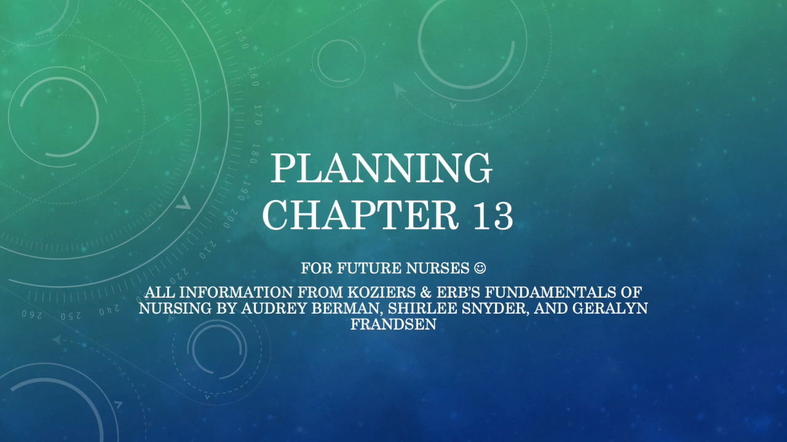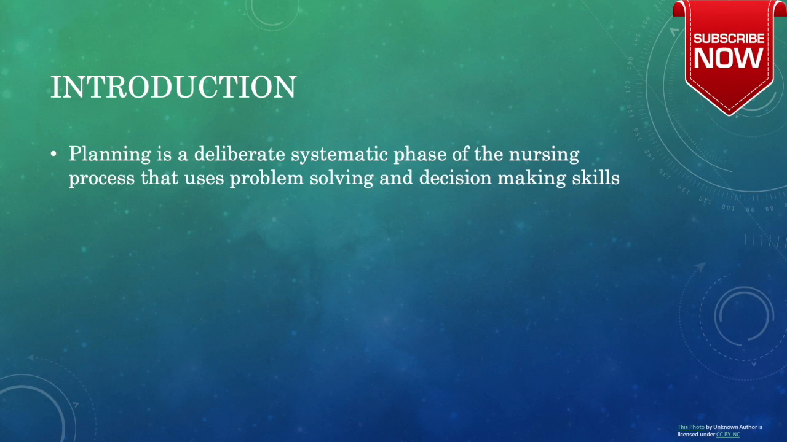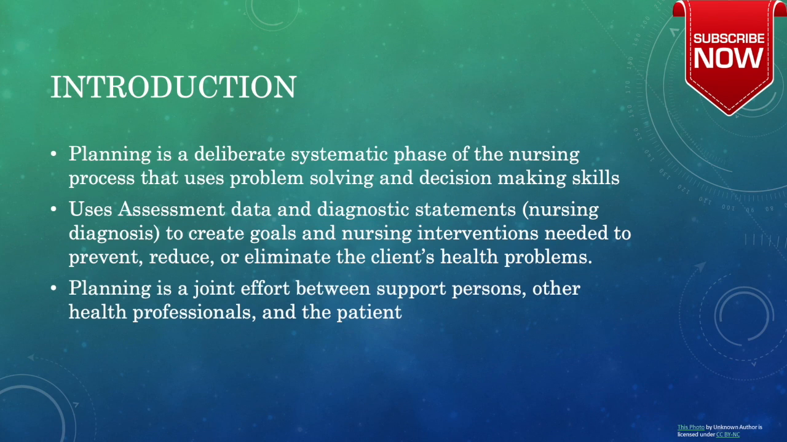And today we're just going to review Planning Chapter 13 of Kozier and Erb's Fundamentals of Nursing. The introduction begins with defining what planning is. Planning is a deliberate, systematic phase of the nursing process that uses problem-solving and decision-making skills. It also uses assessment data and diagnostic statements, which are nursing diagnoses, to create goals and nursing interventions needed to prevent, reduce, or eliminate the client's health problems. Planning is a joint effort between support persons, other health professionals, and the patient.